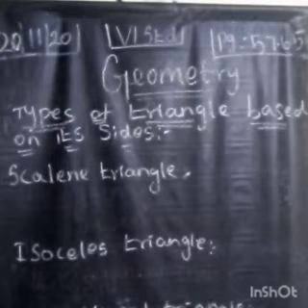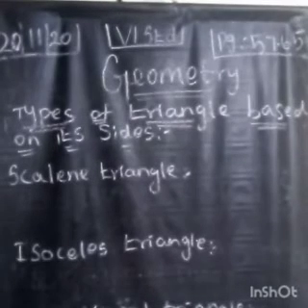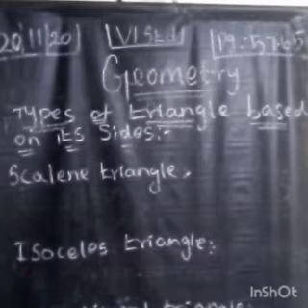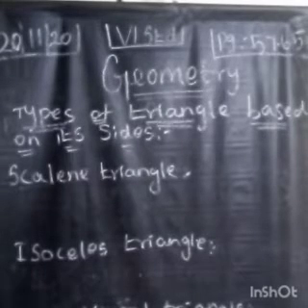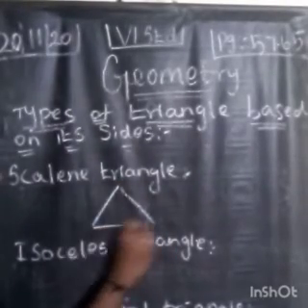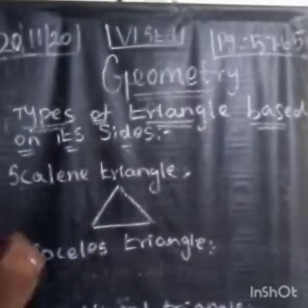Next we move on to the types of triangle based on its sides. The first one is the scalene triangle, then the isosceles triangle and then the equilateral triangle. What is a scalene triangle? If the three sides of the triangle are different in length, then it is called the scalene triangle. Let us explain with the help of an example.